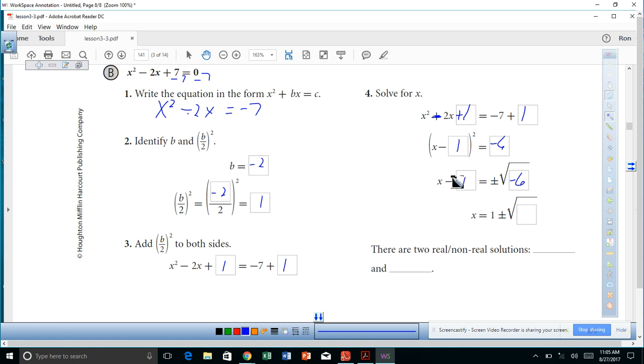So we're going to add 1 to both sides. So x equals 1 plus or minus the square root of negative 6. So there are two non-real solutions. Let's write it like this: 1 plus i times the square root of 6 and 1 minus i times the square root of 6.